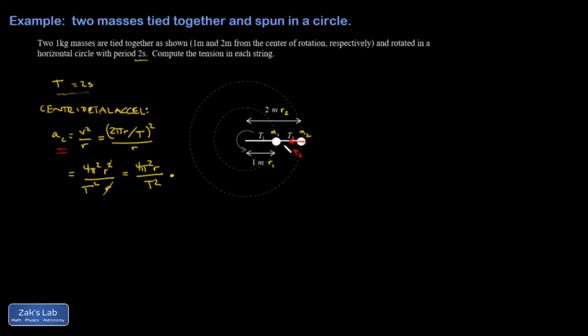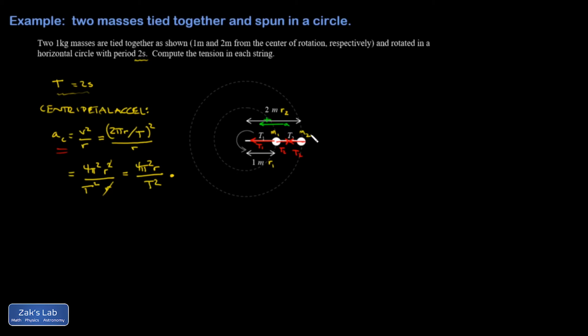M1 is a little more complicated because it has T2 pulling to the right and T1 pulling to the left, and I'm going to do this correctly qualitatively. I made T1 longer than T2 because I know the net force must point to the center of curvature. One last thing before we start the Newton's second law analysis: for each of these masses, the acceleration points to the center of curvature, and I'm going to call that the positive direction. Setting up a coordinate system where a is positive is usually the easiest thing to do.